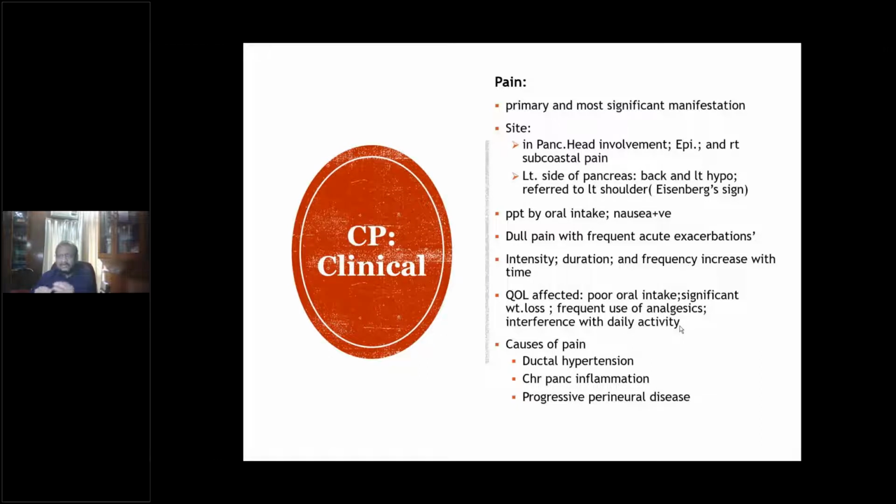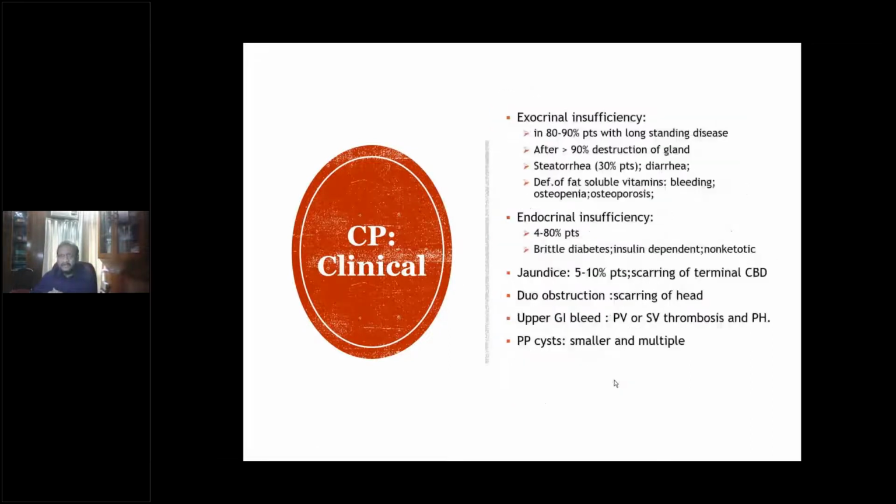Why does the patient have pain in the first place? Either because of ductal hypertension, that means there's increased tension in the duct, or there's chronic pancreatic inflammation irritating the nerves inside the pancreas, or there's a progressive perineural disease. These are all probable causes for the pain.